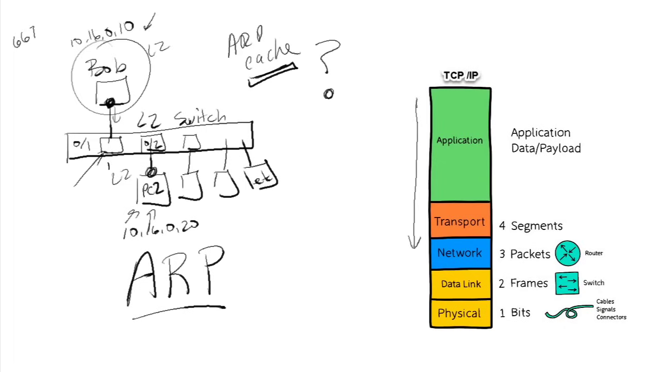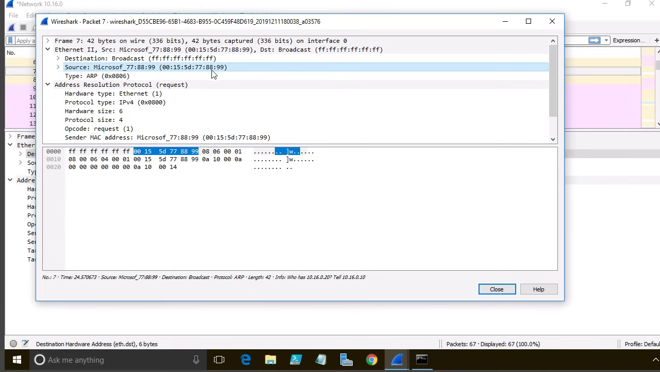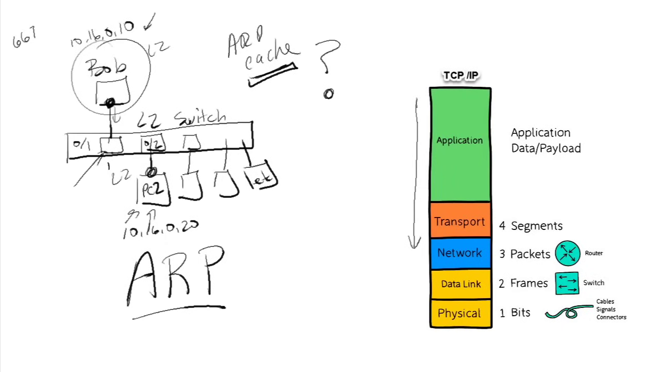Let me take a look. Let me verify that. Oh, 778899. All right. So I will back that off. 778899. That's Bob's last 6 digits of his MAC address on his network interface card.